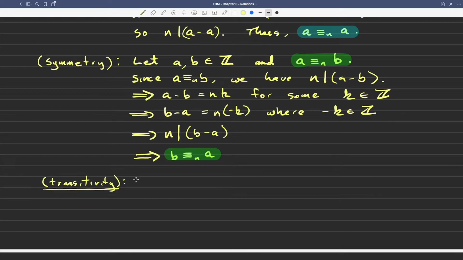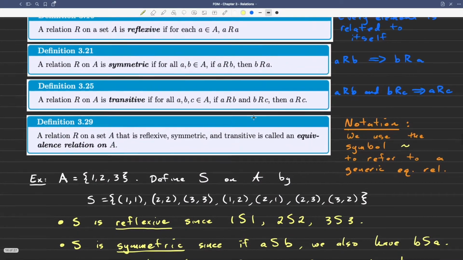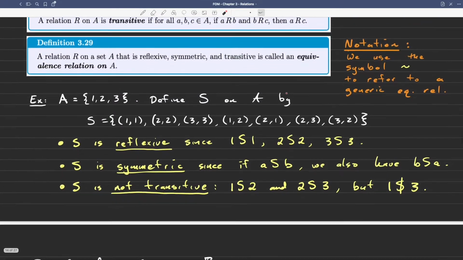Going back to the definition on the previous page, we have a universally quantified statement involving 3 universally quantified variables, and the hypothesis is a is related to b and b is related to c. That's what we assume is true, and then what we have to argue is that a is related to c. So I'm going to take 3 arbitrary integers, a, b, and c, and then suppose a is congruent to b mod n and b is congruent to c mod n. And then I'm going to argue a is congruent to c mod n.